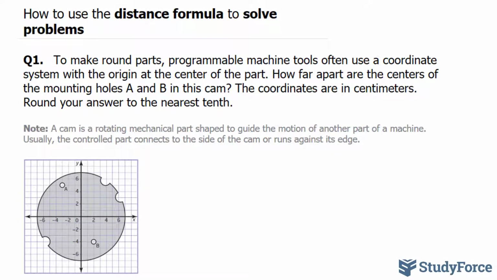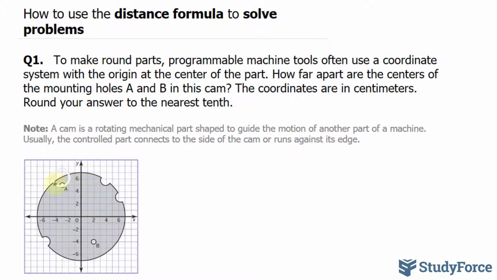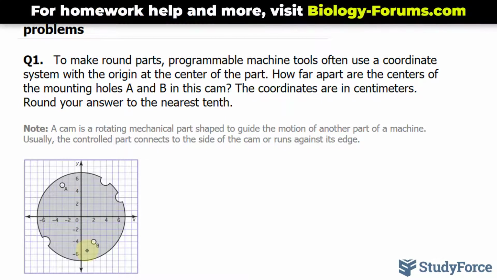In this lesson, I'll show you how to use the distance formula to solve problems. Question 1 reads, to make round parts, programmable machine tools often use a coordinate system with the origin at the center of the part. Take a look. Our part is right here, and the origin is at the center. How far apart are the centers of the mounting holes A and B, shown right here, in this cam? The coordinates are in centimeters, and round your answer to the nearest tenth.